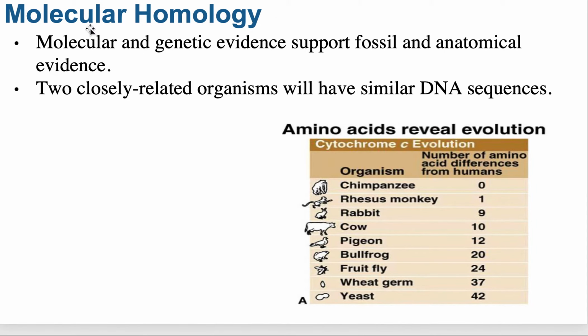Molecular homology: the molecular and genetic evidence supports the fossil and anatomical evidence, and two closely related organisms will have similar DNA sequences. The more closely related they are genetically, the more it reveals a connection. This chart lists just one protein, cytochrome C, not all of their DNA. It shows the number of amino acids different from humans within this one chunk. Chimpanzees had 0, a rhesus monkey had just 1 difference, rabbits had 9, cows had 10, and so on down the list. Again, that's not all DNA, just this one chunk.